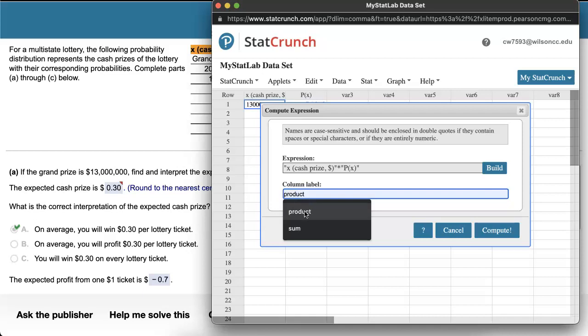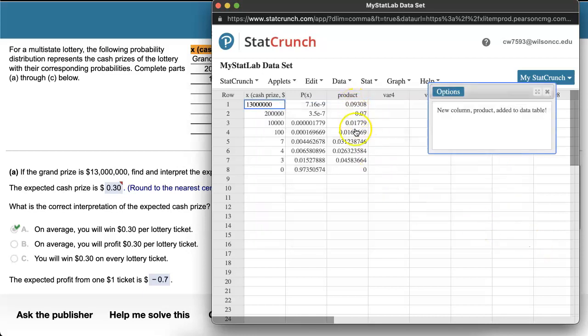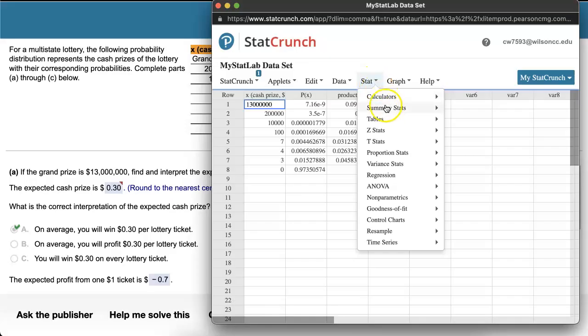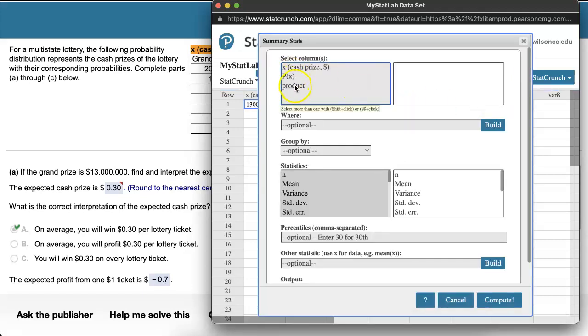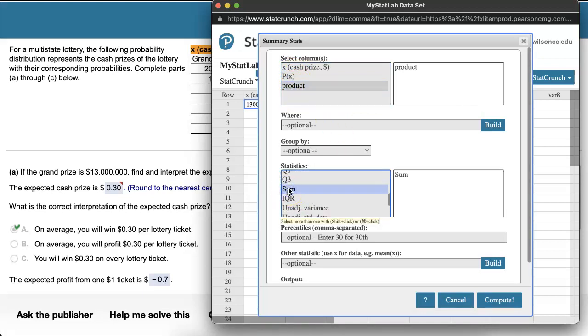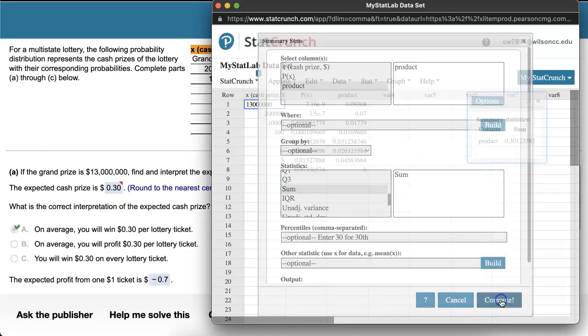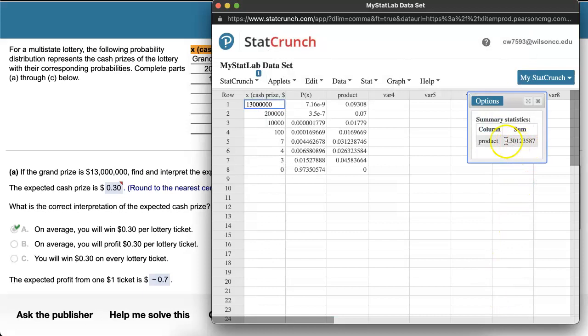You can give it a label. If you don't have these labels already in here, you just type it in, whatever you want to call it. I'm going to call it product and then compute. And it's automatically computed those products for us. So the next part of expected value is to find a sum of these products. I just want a sum of this particular list. So now I'm going to go to Stat, Summary Statistics, Columns. I'm going to select Product, and I just want the sum. That's the only statistic that I want here. And then I'll compute, and I get the following sum.